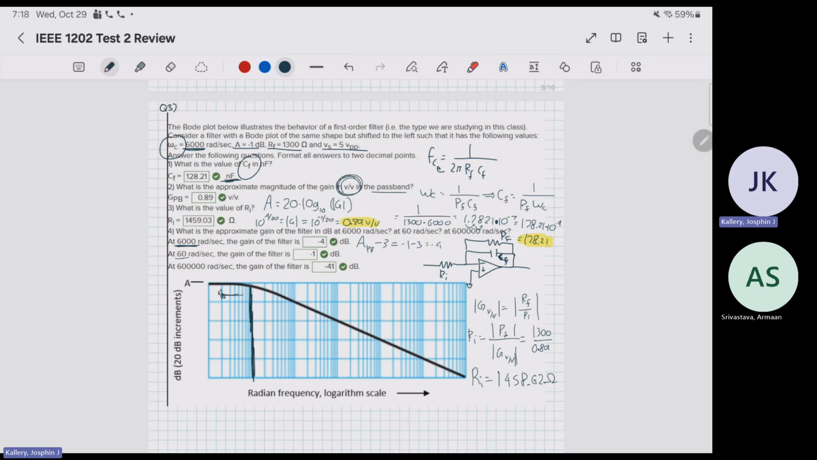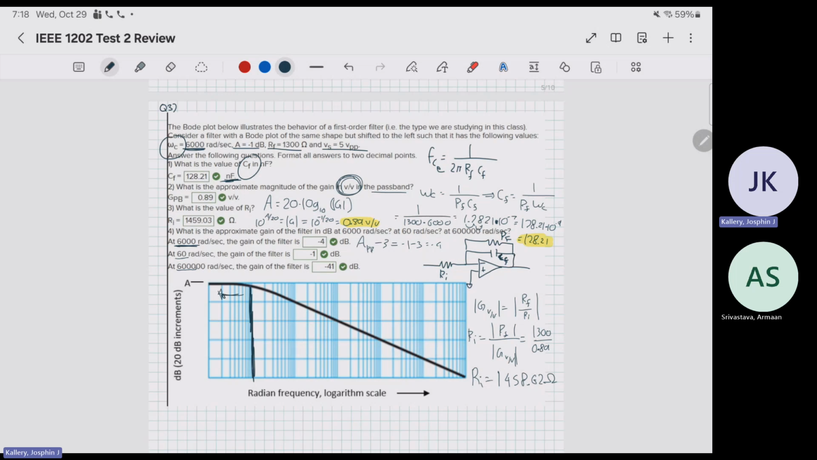So 60 radians per second is actually within the passband. So that's why our gain will just be -1, because we're in the passband. But now we're at 600,000 radians per second. So our cutoff is 6,000, and then we have 2 more zeros, aka 2 more decades.